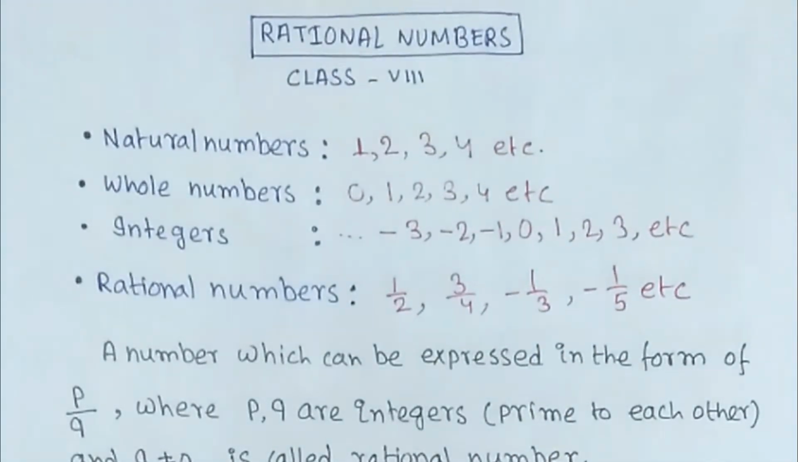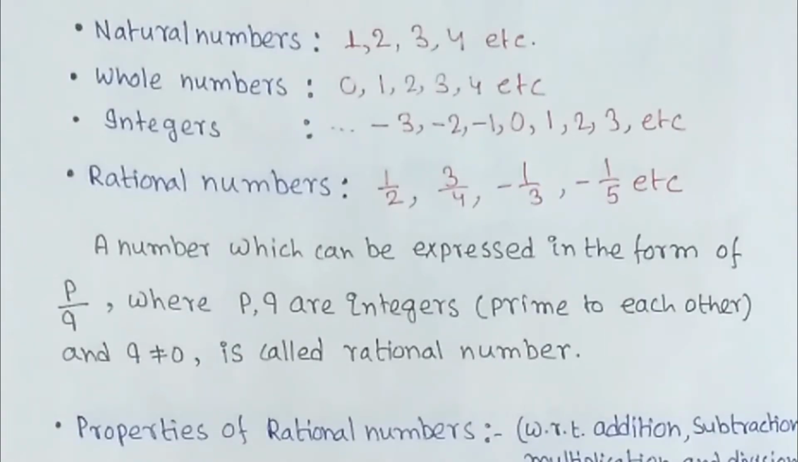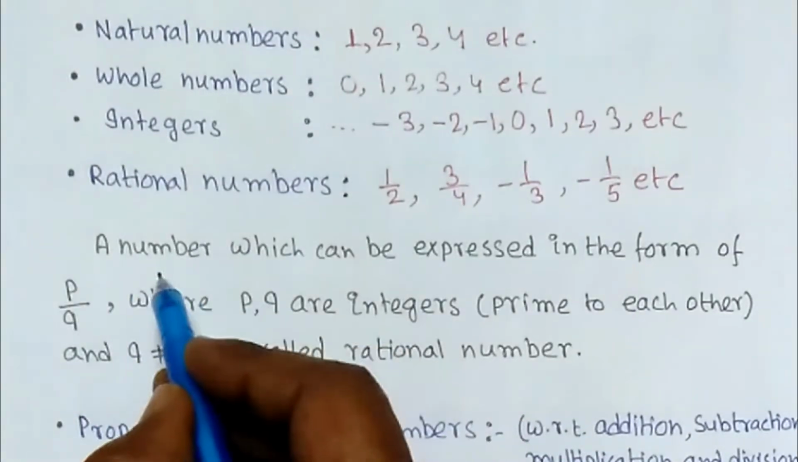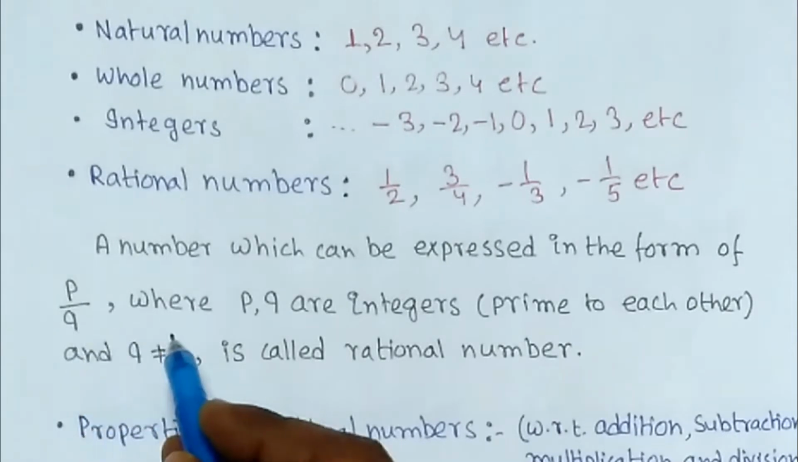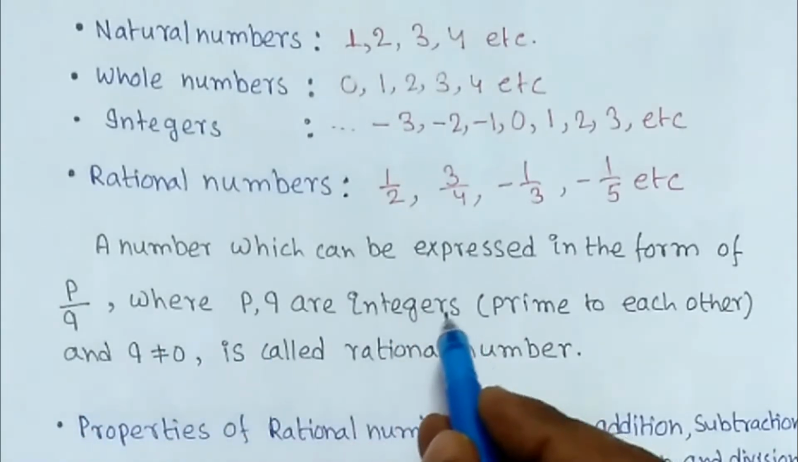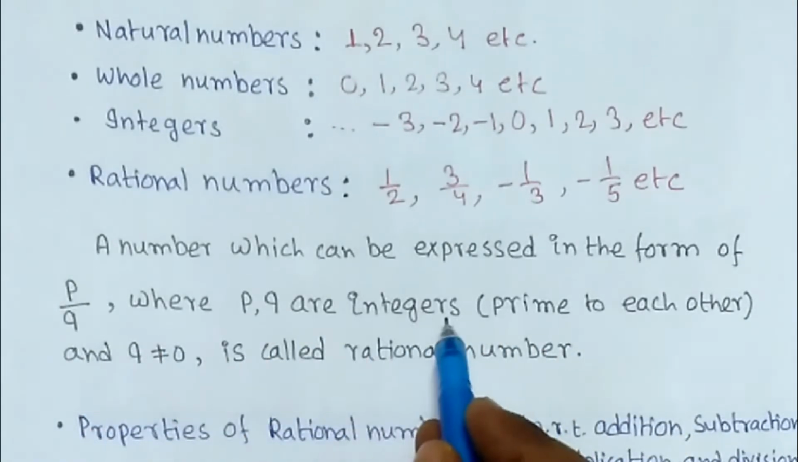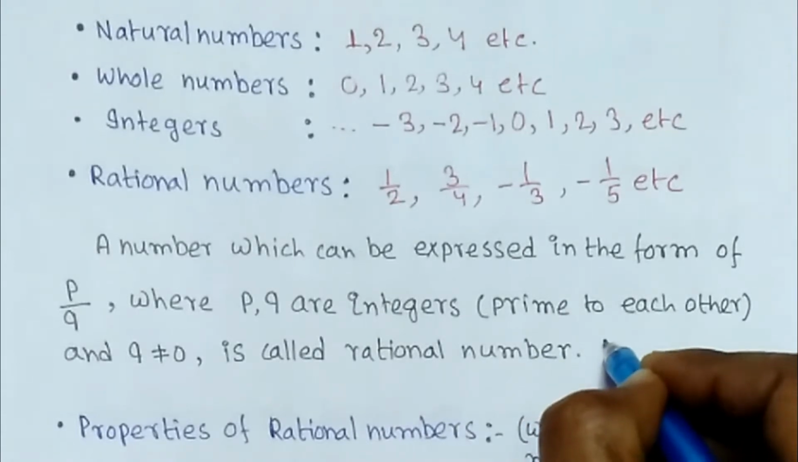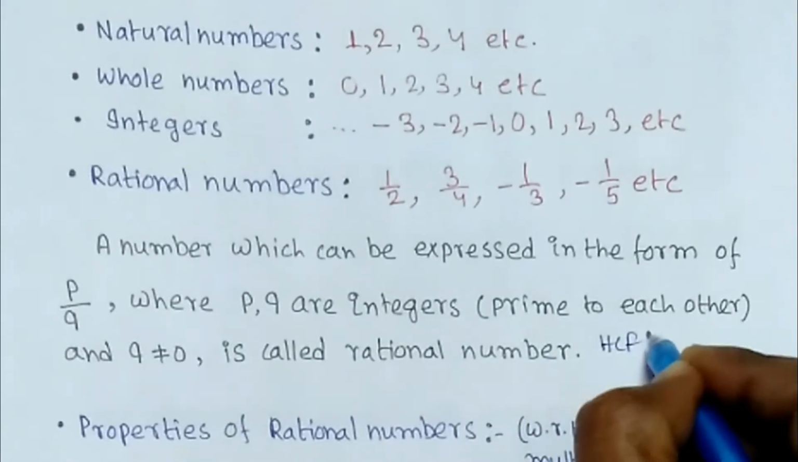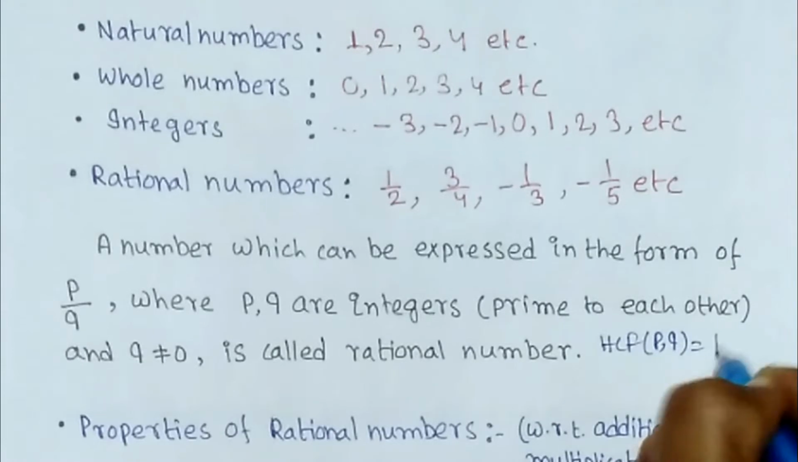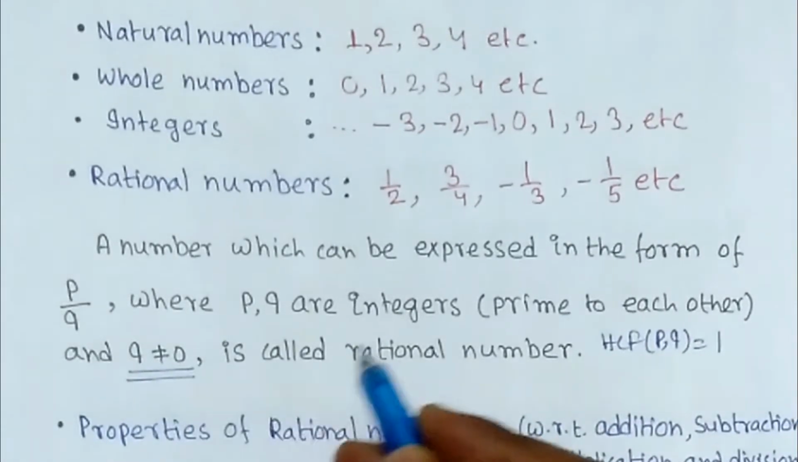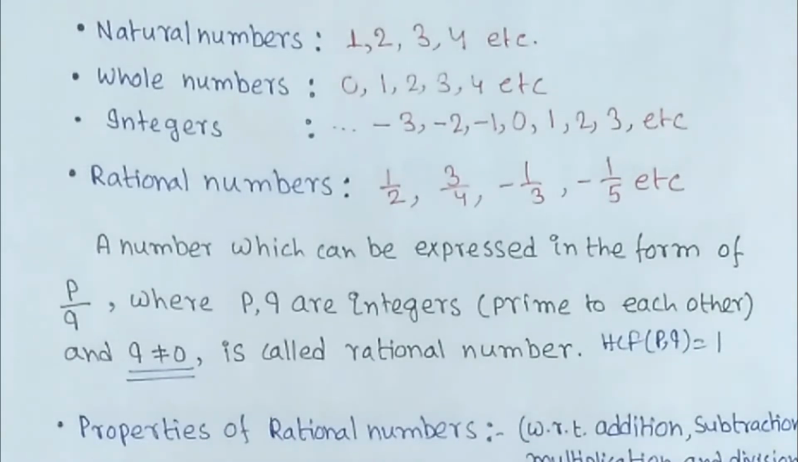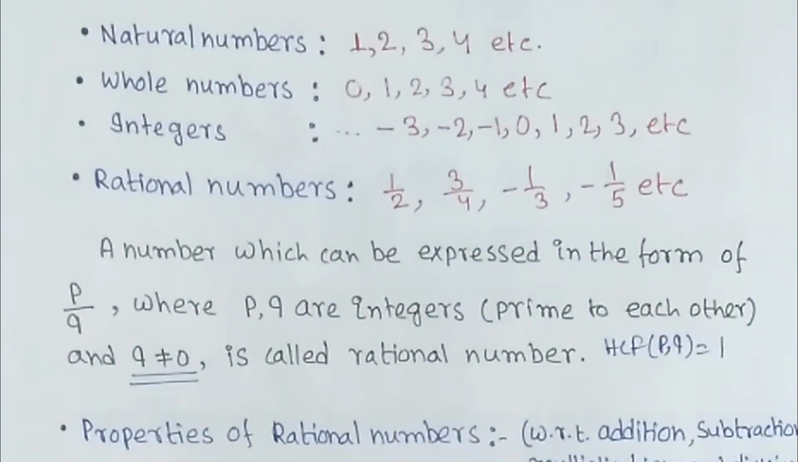These are rational numbers. Let's recall the definition of rational numbers. A number which can be expressed in the form of p by q, where p and q are prime to each other and they are integers. Prime to each other means their HCF is 1, in the lowest form, right? And q not equal to 0, is called a rational number. This is the definition of a rational number. You may note down the definition of rational number.